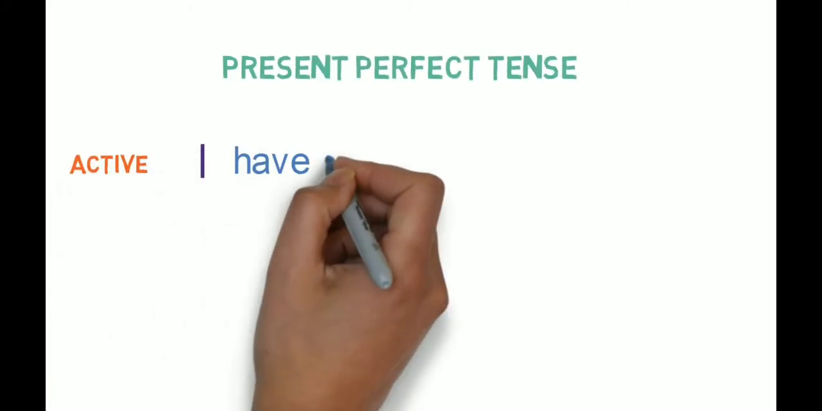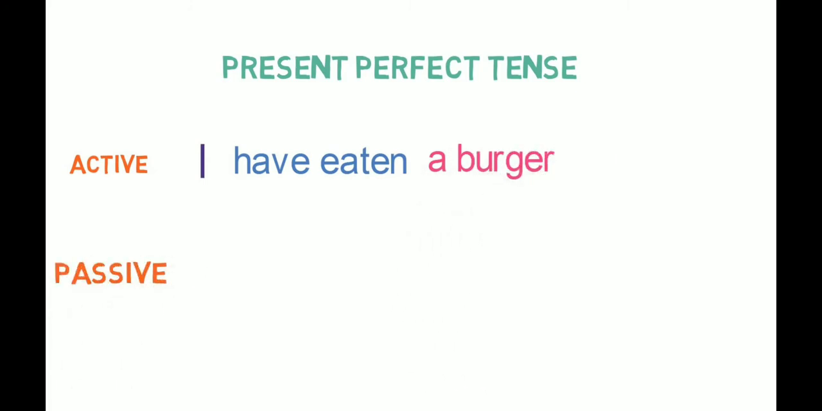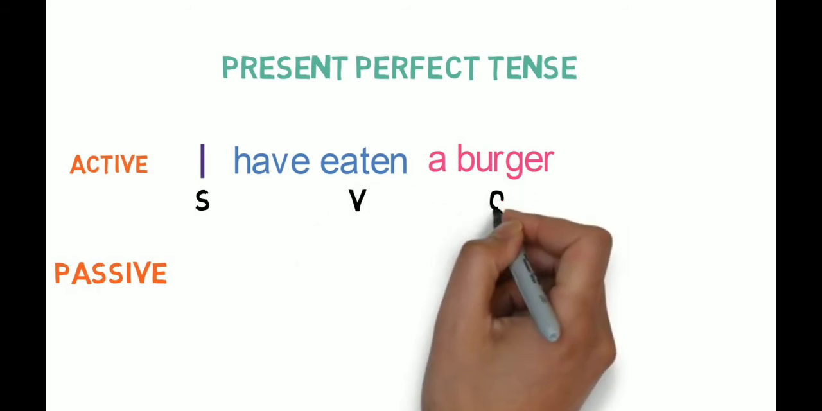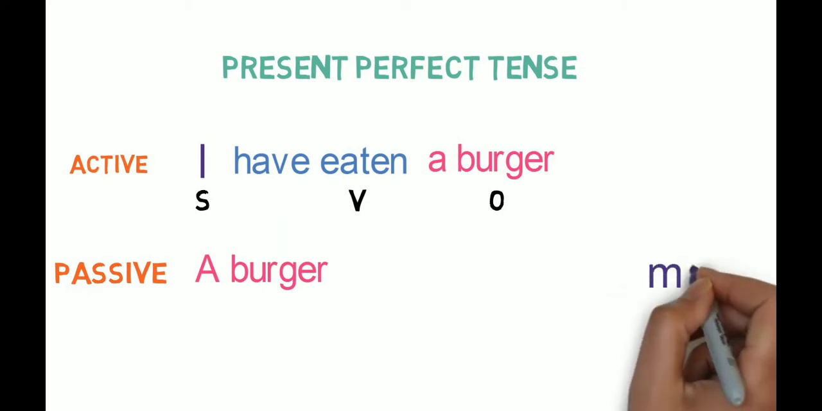Now, let's see example of present perfect tense. Active sentence. I have eaten a burger. Firstly, we need to identify SVO, that is subject, verb and object. So here, I is the subject, eaten is the verb and a burger is the object. Now let's swap the position of object and subject. Here it will be a burger and at this position it will be me.